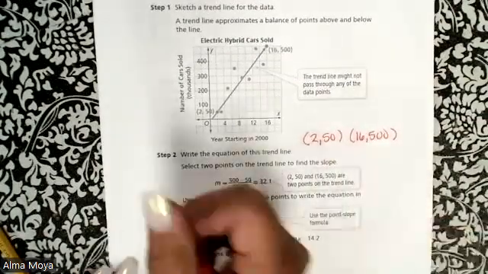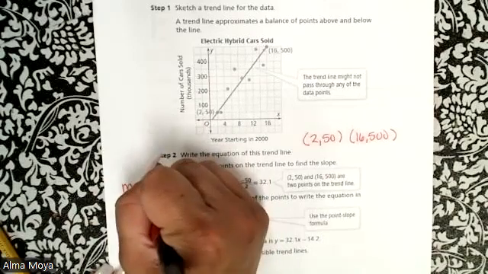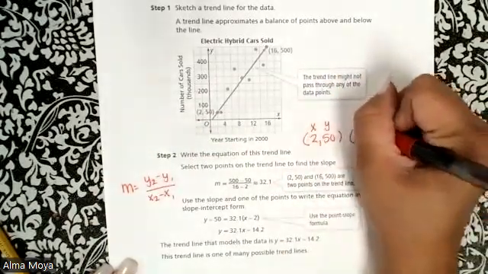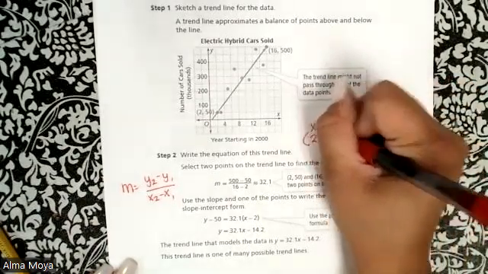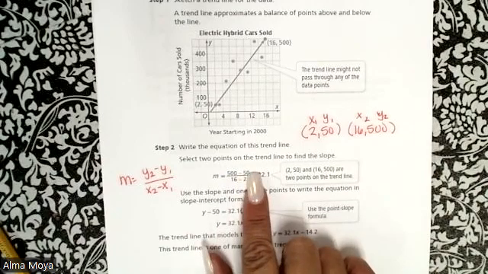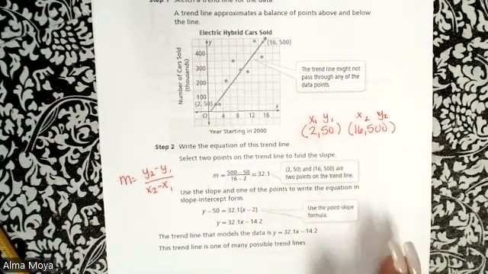To find the m value, remember that m is equal to y2 minus y1 over x2 minus x1. This is x, this is y, this is x, this is y. I'm going to label this as point 1 and this is point 2. That's where we get the 500 minus 50 and the 16 minus 2. So that's going to be 32.1.